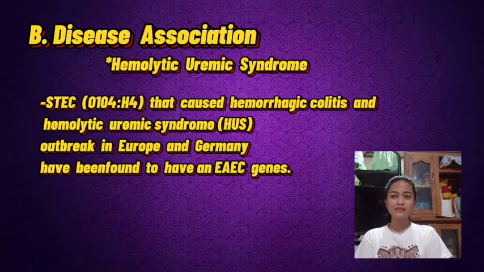Also, the STEC O104:H4 that causes hemorrhagic colitis and hemolytic uremic syndrome, the outbreak in Europe and Germany, has been found to have EAEC genes.